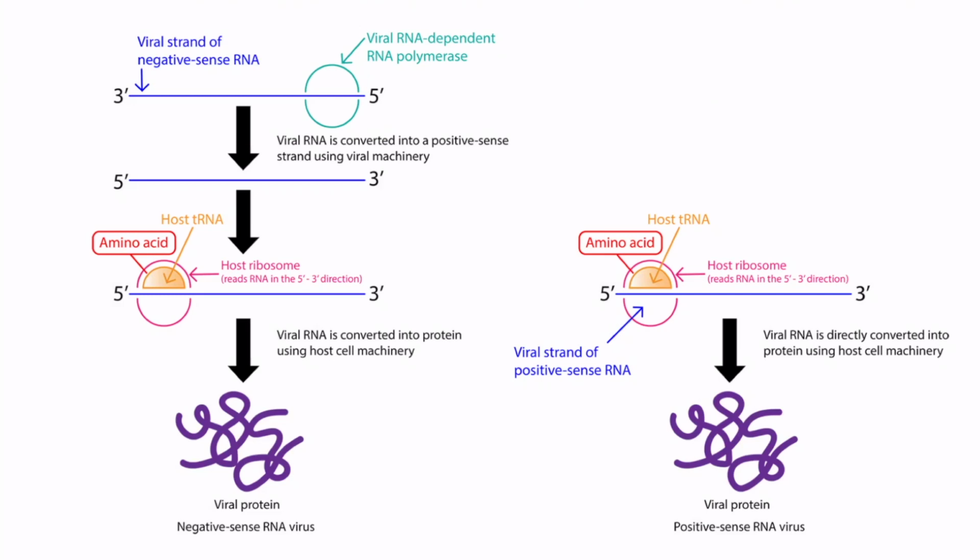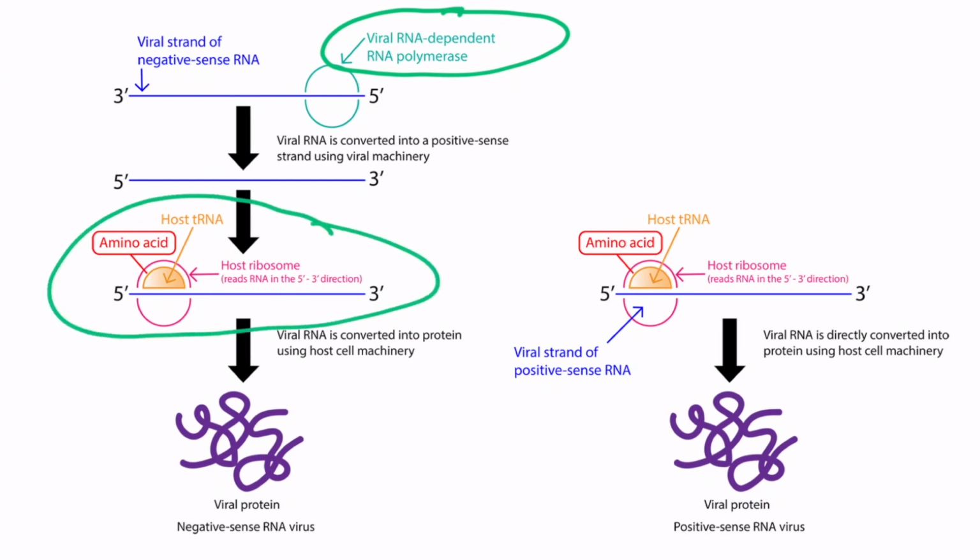As we described with this image, negative sense RNA viruses require their own viral RNA-dependent RNA polymerase. And the host cell can't start working on it until it gets converted to this 5' to 3' positive strand. That means if you purify this nucleic acid, then it won't have this RNA polymerase, and it is not infectious.